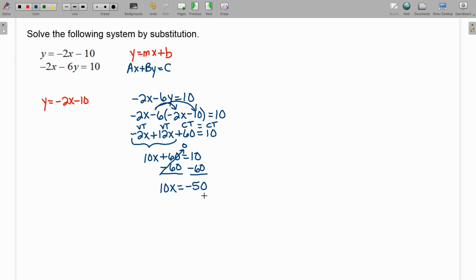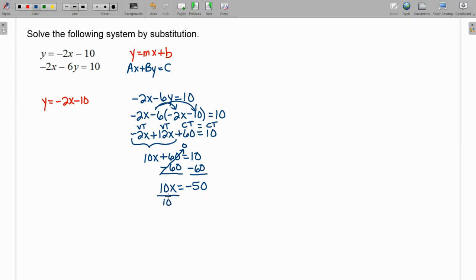Now, from here, I have my variable term, 10x, on the left-hand side of the equals. I have my constant term, negative 50, on the right-hand side of the equals. From here, I'm now able to start solving. So I have 10x, which means 10 times the quantity x, and I want to separate that. I want to get this x by itself, which means I want to get rid of this 10. Since the 10 and x are being multiplied, I do the opposite of multiplication. I'm going to divide this term by what I'm looking to get rid of, which in this case is 10.